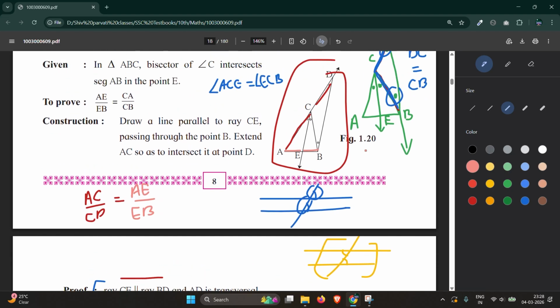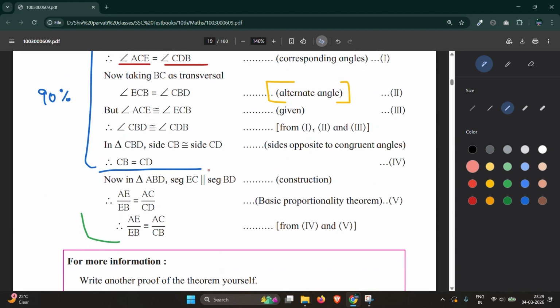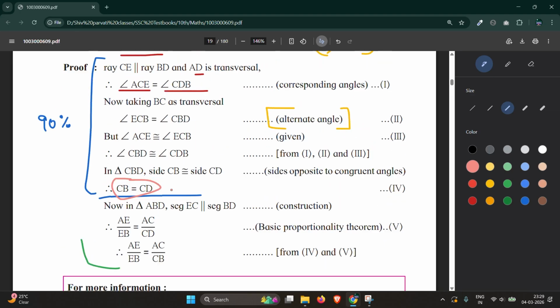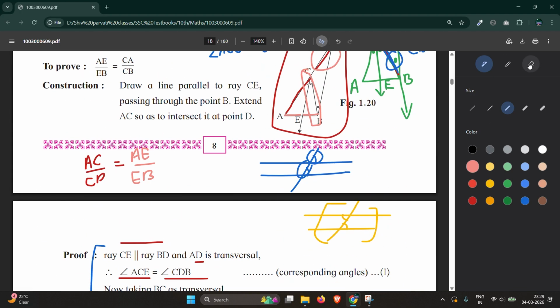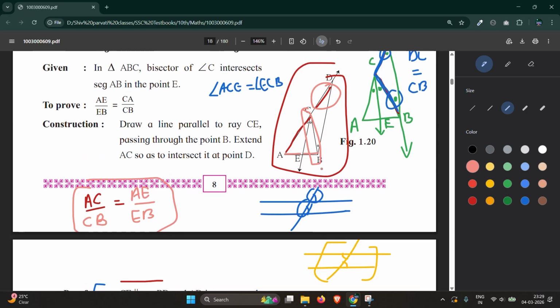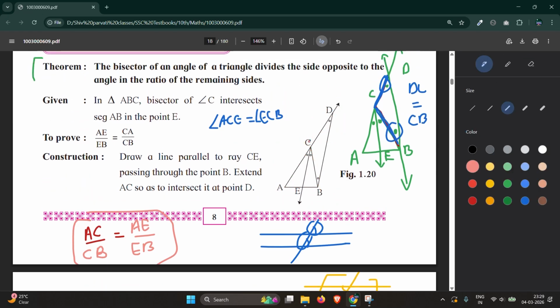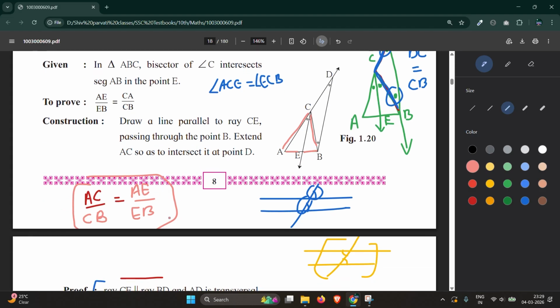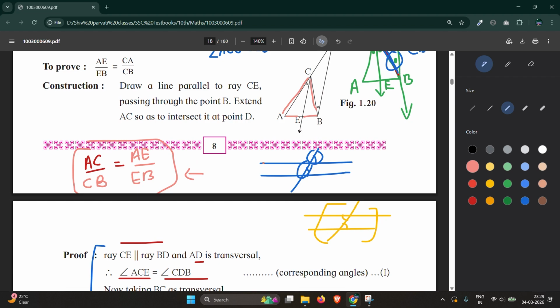So now we almost have the result that we want, but we have a CD instead of a CB. But since we already proved that CBE and CD are the same, we can just write CB instead of CD. And this is the result that we were trying to prove, that in this triangle, the ratio AC and CB is equal to AE and EB. So this is the proof over here.